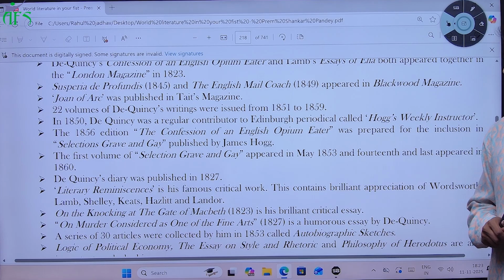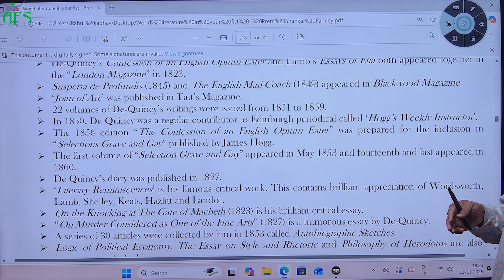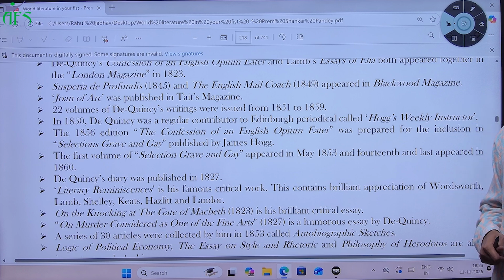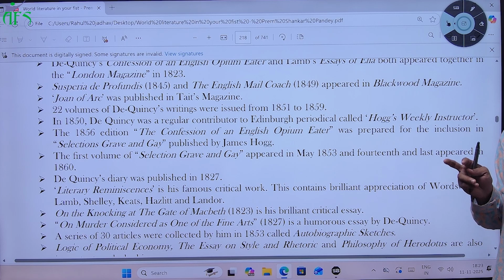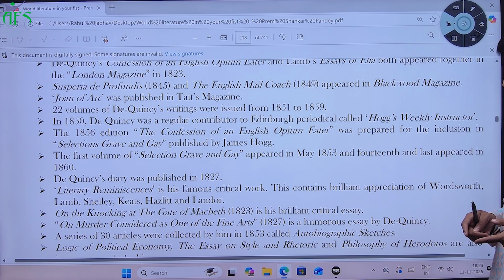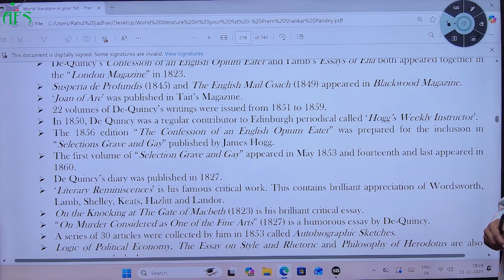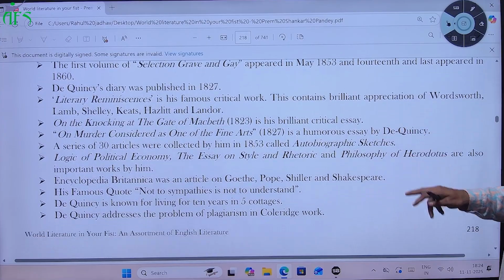Now, in 1850, De Quincey was a regular contributor to an Edinburgh periodical called Hogg's Weekly Instructor. The 1856 edition of The Confessions of an English Opium Eater was prepared for inclusion in Selections Grave and Gay, published by James Hogg. The first volume of Selections Grave and Gay appeared in May 1853 and the 14th and last appeared in 1860. De Quincey's diary was published in 1927. Literary Reminiscences is his famous critical work.